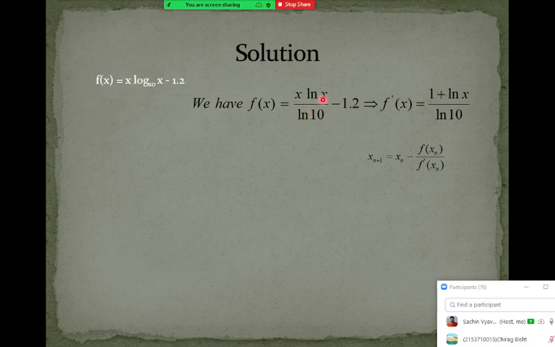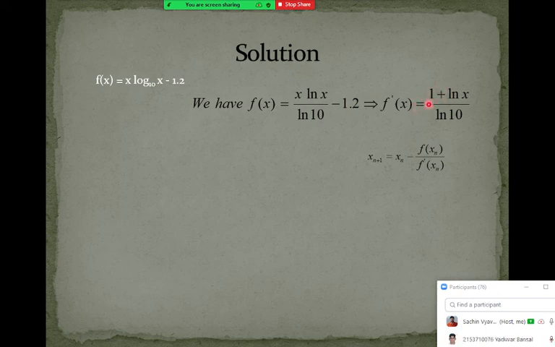Okay. Now let me differentiate, f'(x). Now remember ln 10 is a constant that remains as it is in the denominator. We have to write the derivative of x into ln x, or x into log x. So we just use the product rule: first into derivative of second, that is x into 1 by x, plus ln x into 1. So that is f'(x). And the derivative of minus 1.2 is 0. Is that clear? This is f'(x).